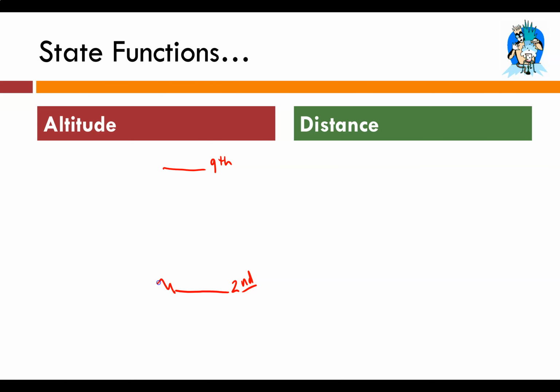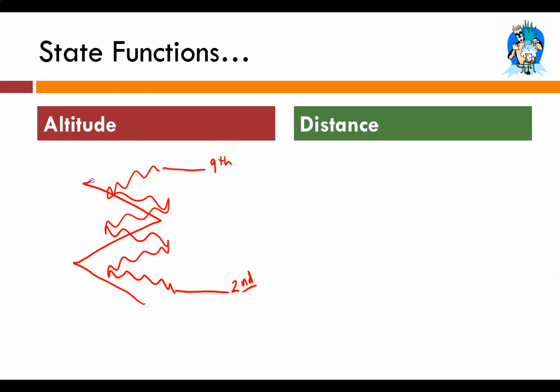You could just take the stairs. Lots of flights of stairs. You could take escalators. Maybe you're able to sneak in the elevator and no teacher notices and you're able to get up to the 9th floor that way. Maybe you use some combination of all three. Regardless of how you get from the 2nd floor up to the 9th floor, your change in altitude is the same. You will have covered 7 floors.